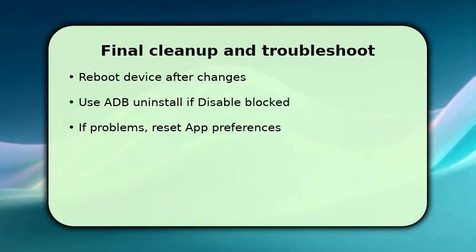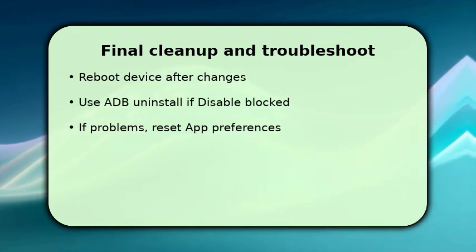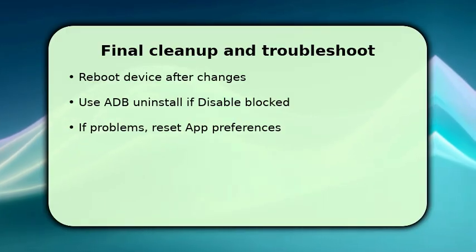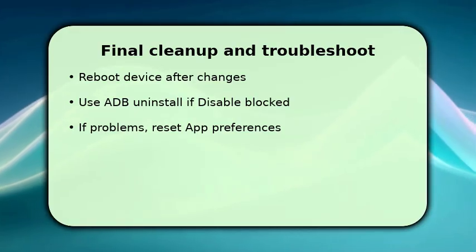If disabling was blocked, connect to a PC and run an ADB command to uninstall the package. You must enable developer options and USB debugging first. Once removed, reinstall any needed games and check performance.